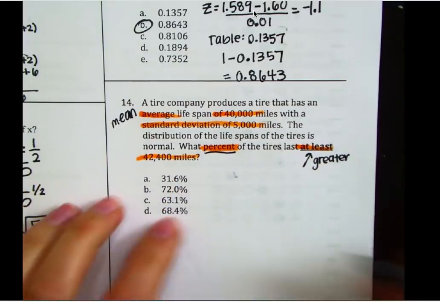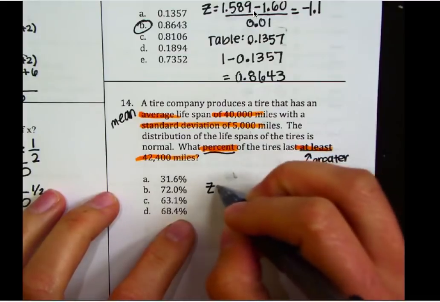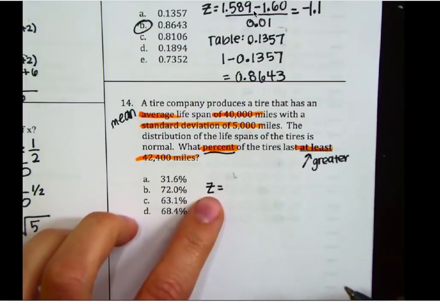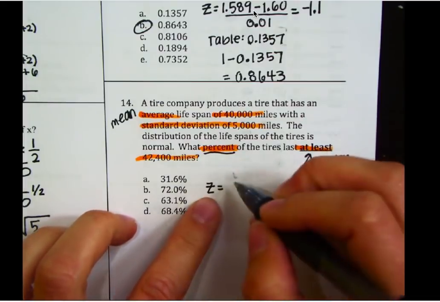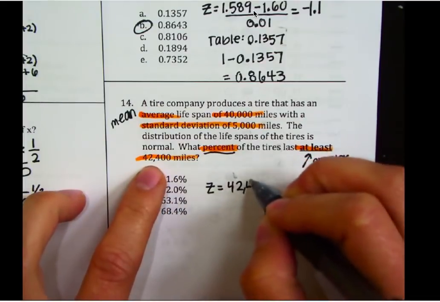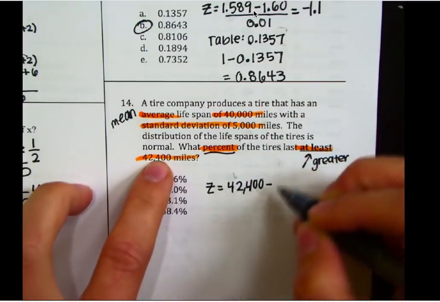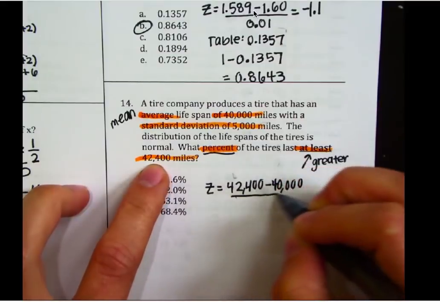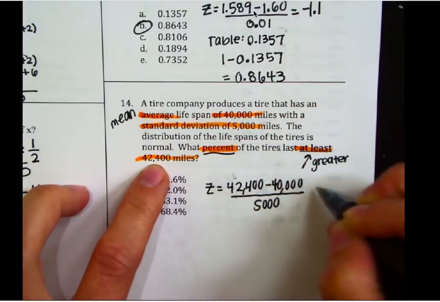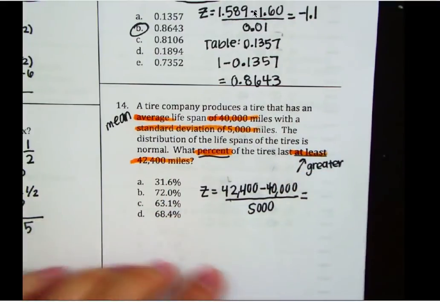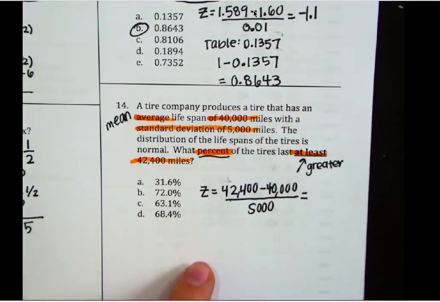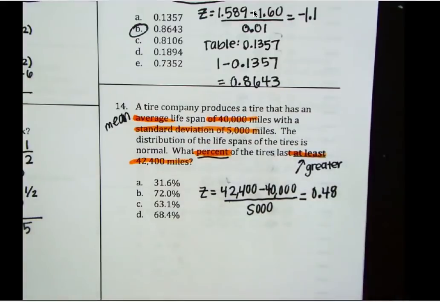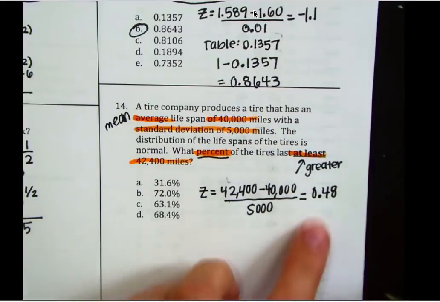Okay, so again, we are going to use our formula to find the z-score so that we can find the area in our table. So z equals the value we're talking about, 42,400, minus the mean divided by the standard deviation. And that's going to get us a z-score, when we put this into our calculator, of 0.48. Okay, so again, we need to find the area.